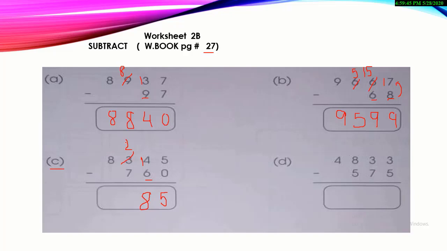Okay, again we have 2 minus 7. Is it possible? No, because again we have more on the floor. So what are we going to do? Go next door. So we are going to the next door and we are making it 12. 12 minus 7. Now what is our answer? That is 5. Yes. And 7 will come as it is. Yes. So our 3 questions are solved.